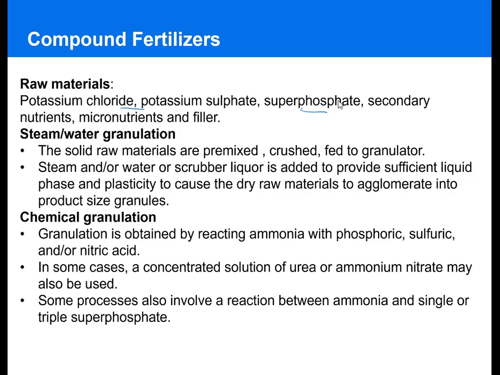Mixing these raw materials with steam or water provides a sufficient liquid phase for granulation into different sizes of granules. It's also possible to achieve the granulation step chemically by reacting ammonia with phosphoric acid, sulfuric acid, or nitric acid. And in some cases, a concentrated solution of urea or ammonium nitrate can also be used for the granulation step.